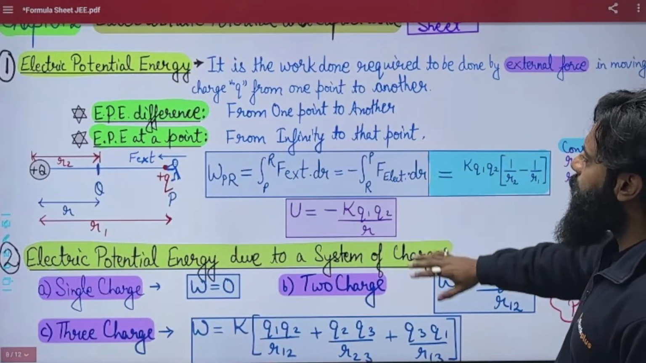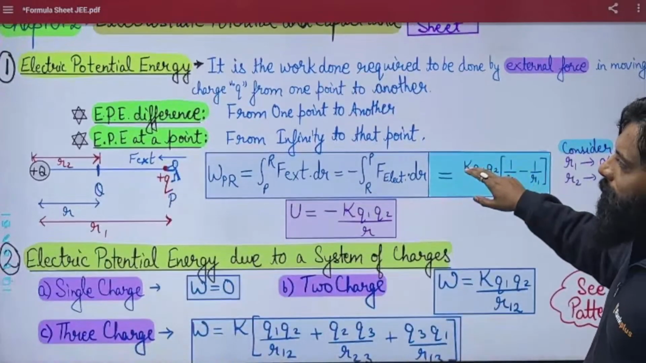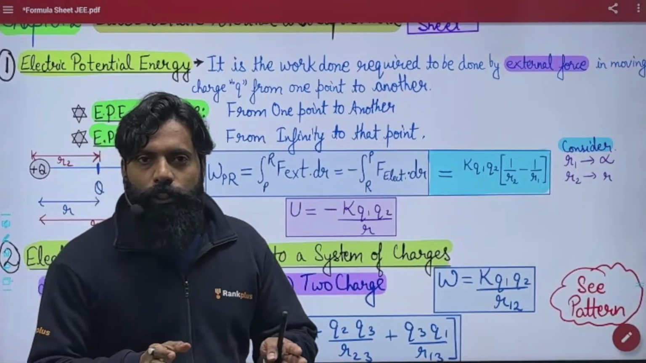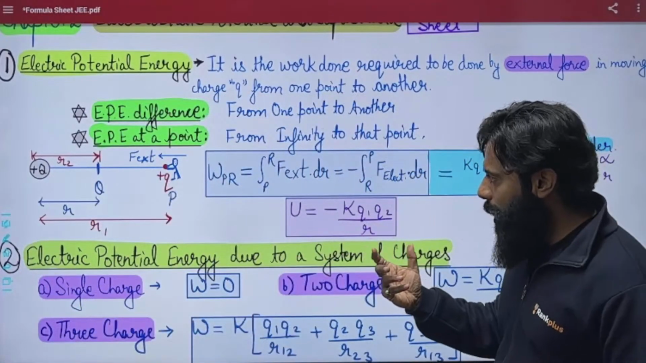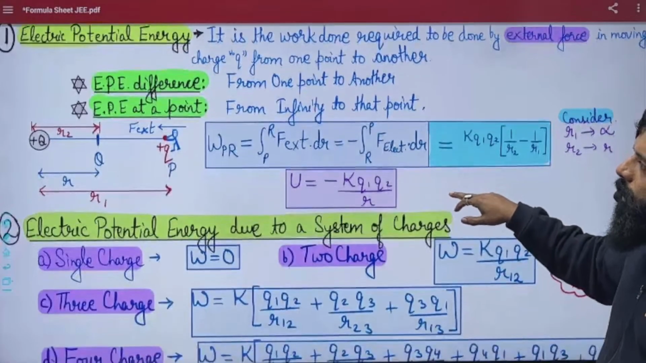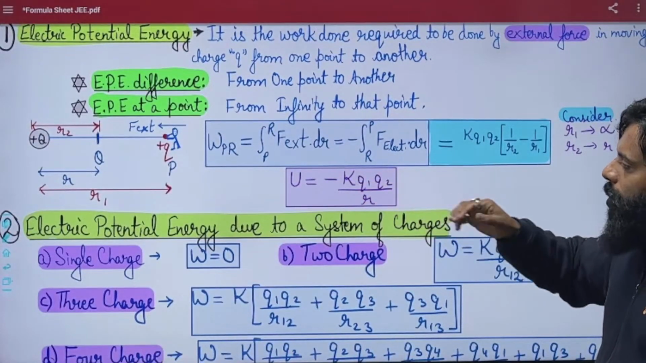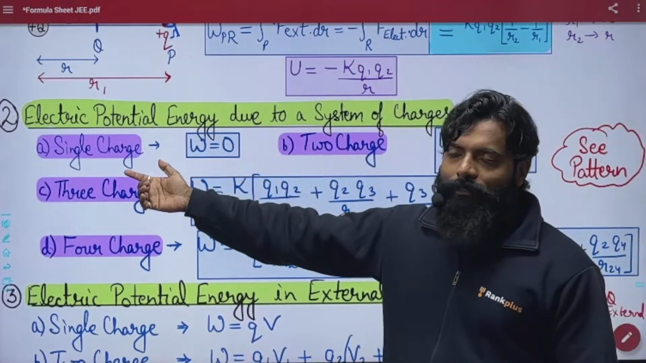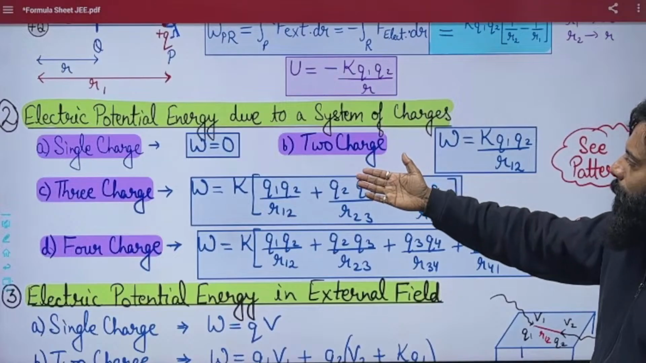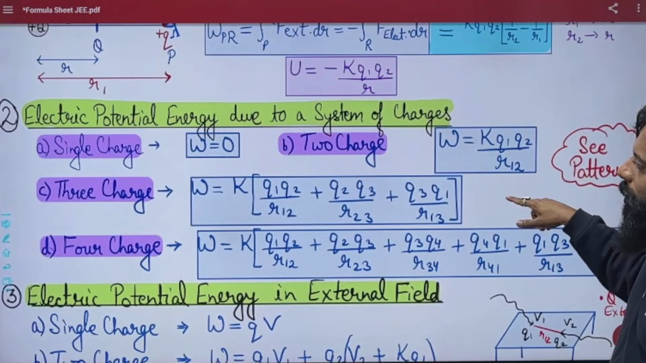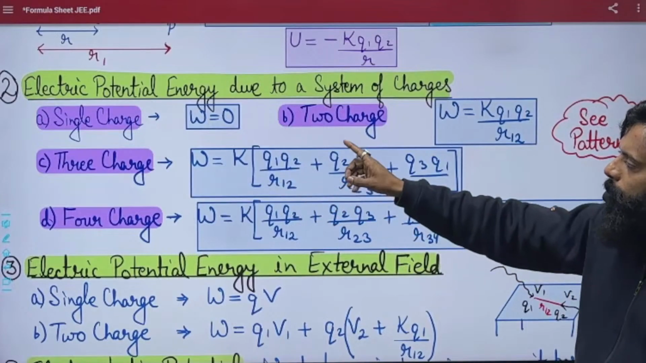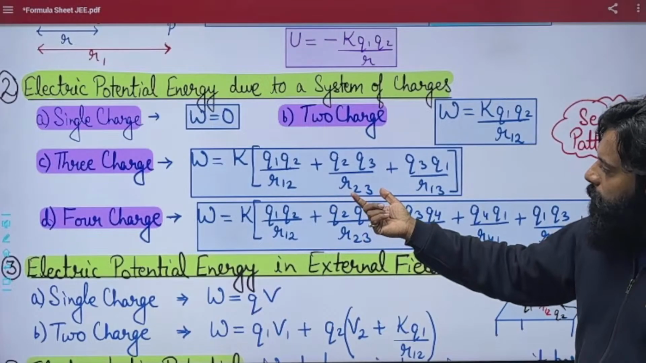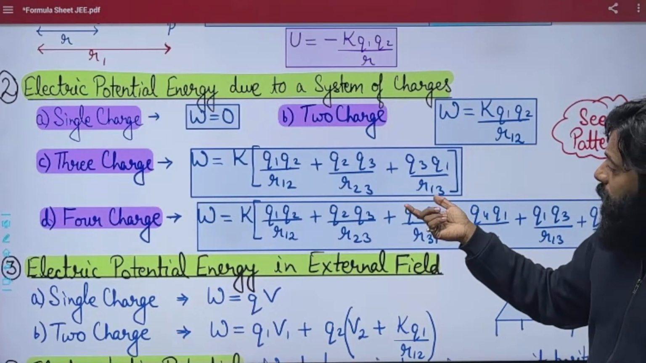So let's revise the second chapter. In the second chapter, we basically have different terms: electric potential energy and electric potential. In case of electric potential energy, there is the formula minus k q1 q2 divided by r. There are multiple scenarios. If I have a single charge, work done is 0. If I have two charges, the work done is k q1 q2 divided by r12. If there are three charges, the work done will be q1 q2 divided by the distance between 1 and 2, plus q2 q3 divided by the distance between 2 and 3, plus q3 q1 divided by the distance between 1 and 3.